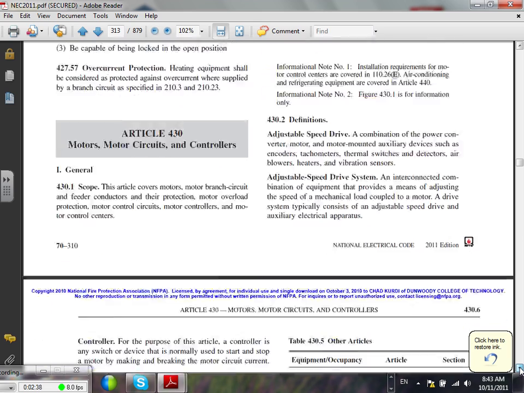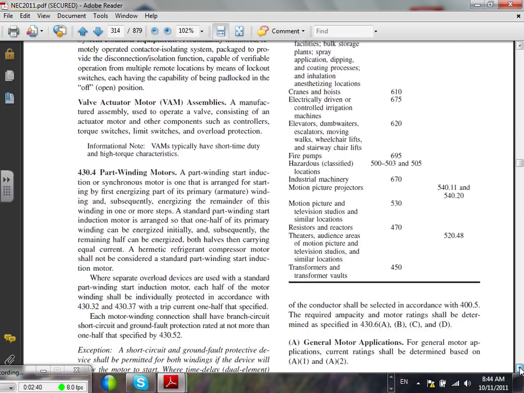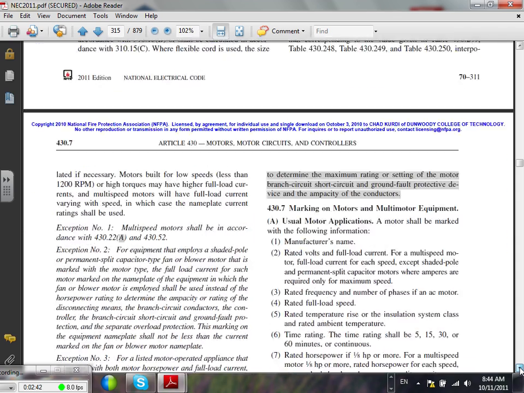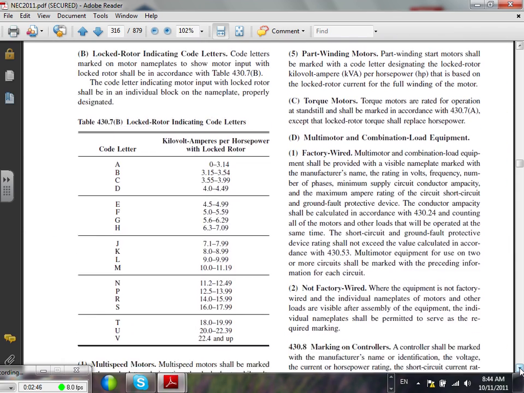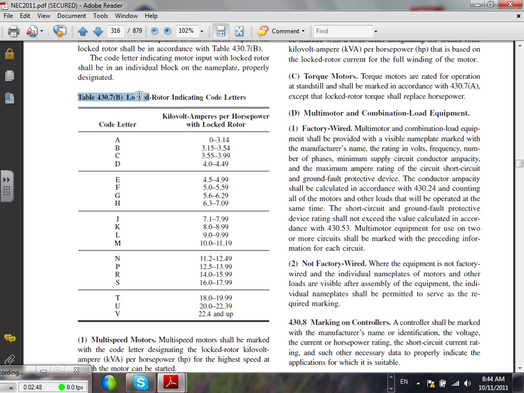So this is my motor definitions, all this stuff. The few things I want you guys to highlight and never forget, probably marking this table. If you have not highlighted this table, please do so right in here. This is Table 430.7(B), Locked-Rotor Indicating Code Letters. Locked-rotor current, guys, gives you the starting current of a motor.